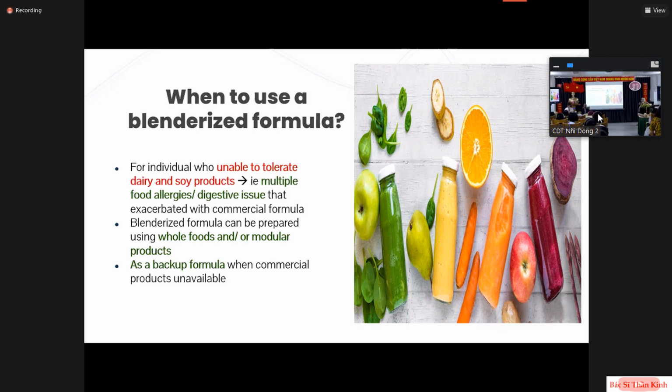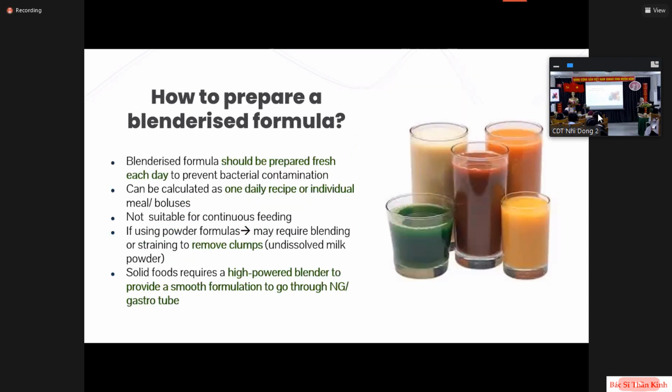And it is a backup formula when commercial product is not available. Okay, how to prepare a blenderized formula? Blenderized formula should be prepared fresh each day. You can prepare for one day usage, then keep it in the fridge and use within 24 hours. And the next day you make a new one, because it's to prevent bacterial contamination.